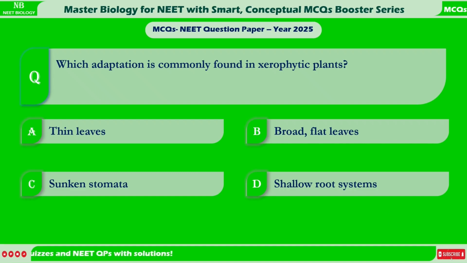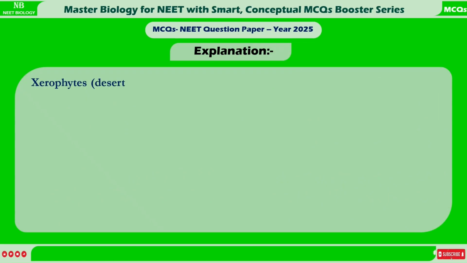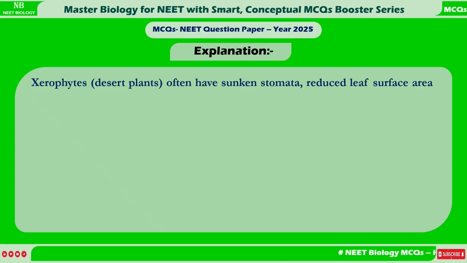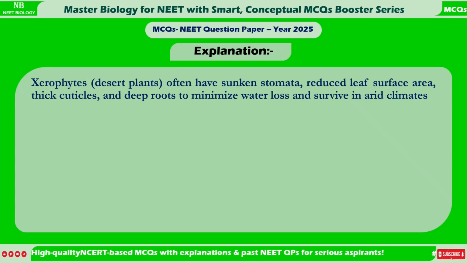Correct answer is C. Sunken stomata. Explanation. Xerophytes, desert plants, often have sunken stomata, reduced leaf surface area, thick cuticles, and deep roots to minimize water loss and survive in arid climates.